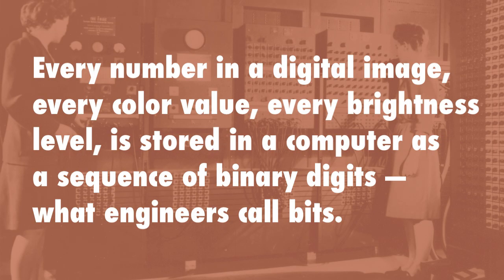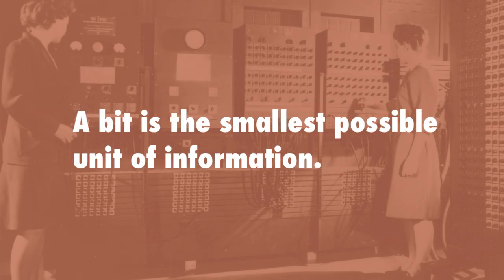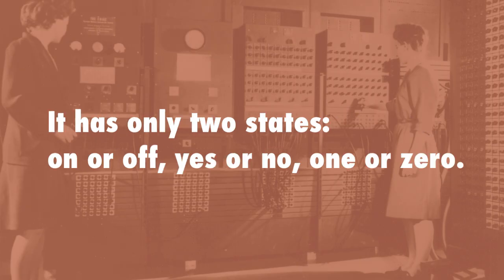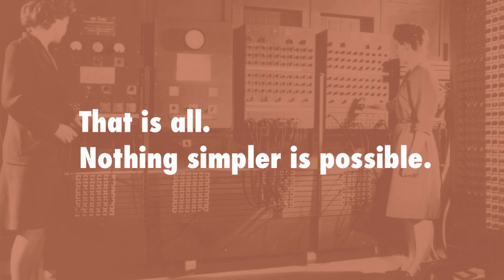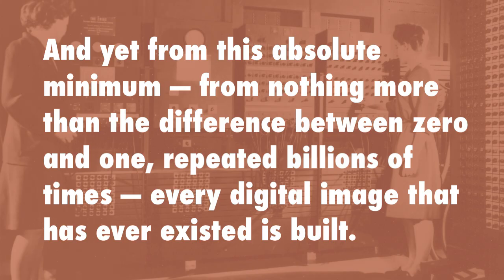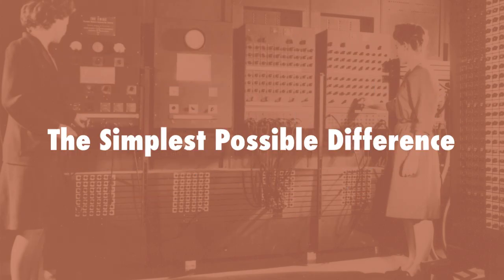Every number in a digital image, every color value, every brightness level, is stored in a computer as a sequence of binary digits, what engineers call bits. A bit is the smallest possible unit of information. It has only two states, on or off, yes or no, 1 or 0. That is all. Nothing simpler is possible. And yet, from this absolute minimum, from nothing more than the difference between 0 and 1 repeated billions of times, every digital image that has ever existed is built. The simplest possible difference.